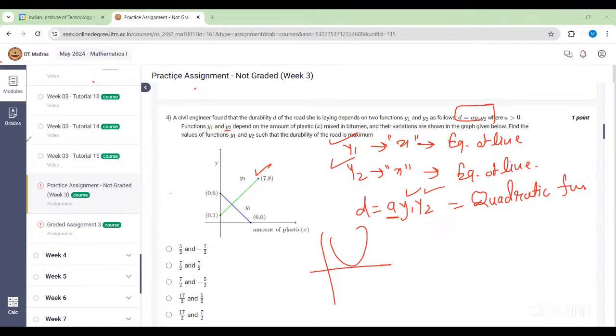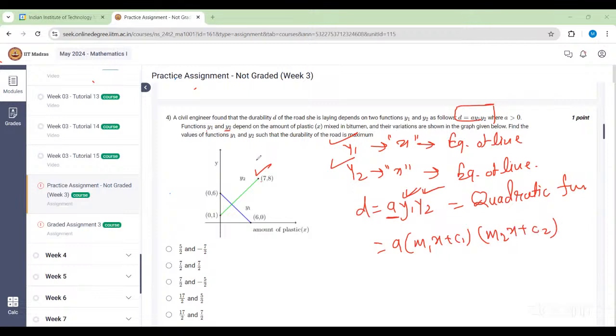But you don't actually require A. Once you find y1 and y2, I'm just taking this to be m1x plus c1, and this will be m2x plus c2, right? You guys can find the values of m1 and c1. So what you have to do now, what they say is to find the values of the functions y1 and y2 such that the durability of the road is maximum.